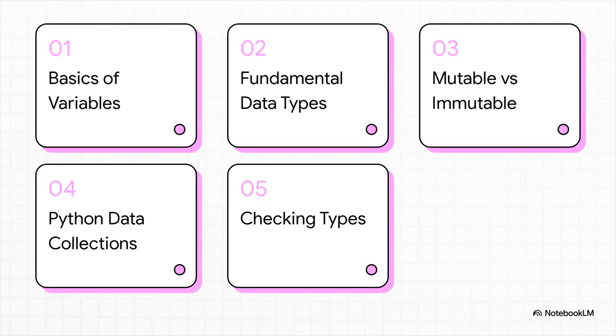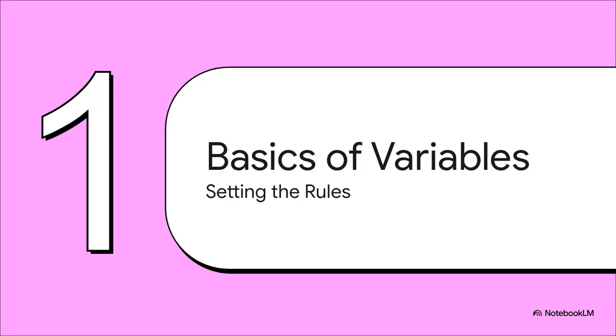Here's our roadmap for the journey today. We'll quickly cover the basics of variables, Python's fundamental data types, mutable versus immutable types, data collections, and wrap up with checking types in Python. Okay, let's dive into this. Section 1. The basics of variables. Let's set the rules of the game.